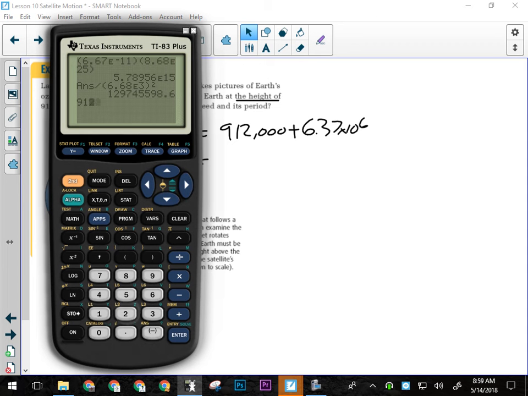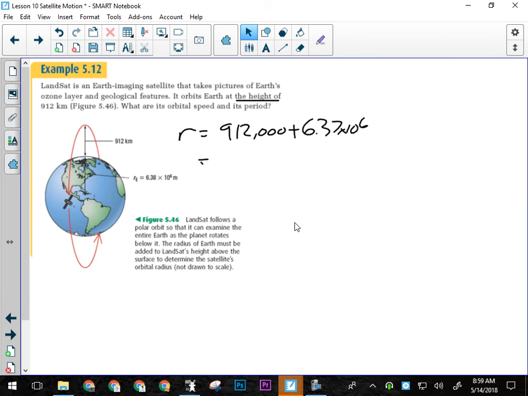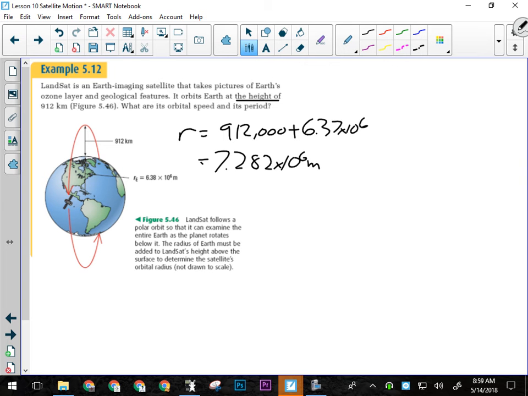So 912,000 plus 6.37. It's 37 on ours, right? On your formula sheet, it's 37. Okay, so there's our orbital radius, 7.282 times 10 to the 6 meters. Obviously it's orbiting Earth, so one of the masses we're going to use is the mass of the Earth. The other mass would be Landsat, but what always happens to the mass of the satellite? It always cancels, so we don't need to know its mass.